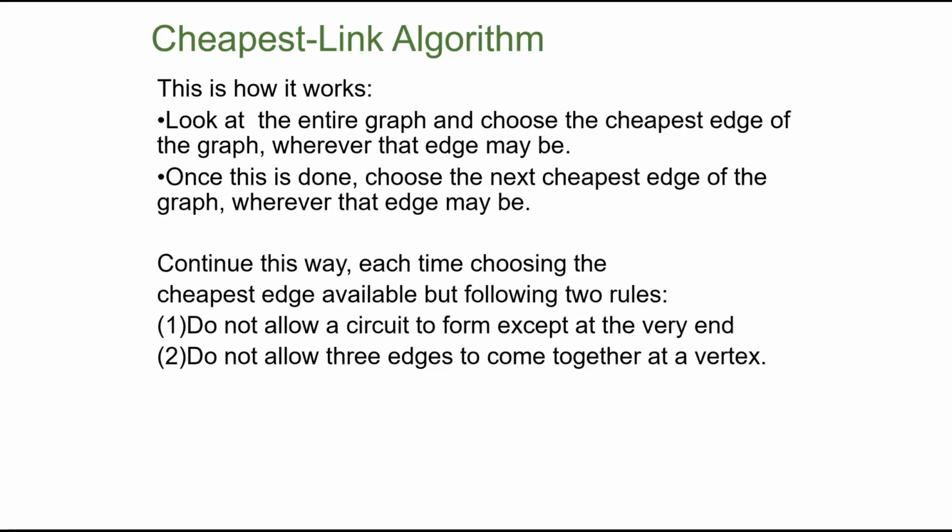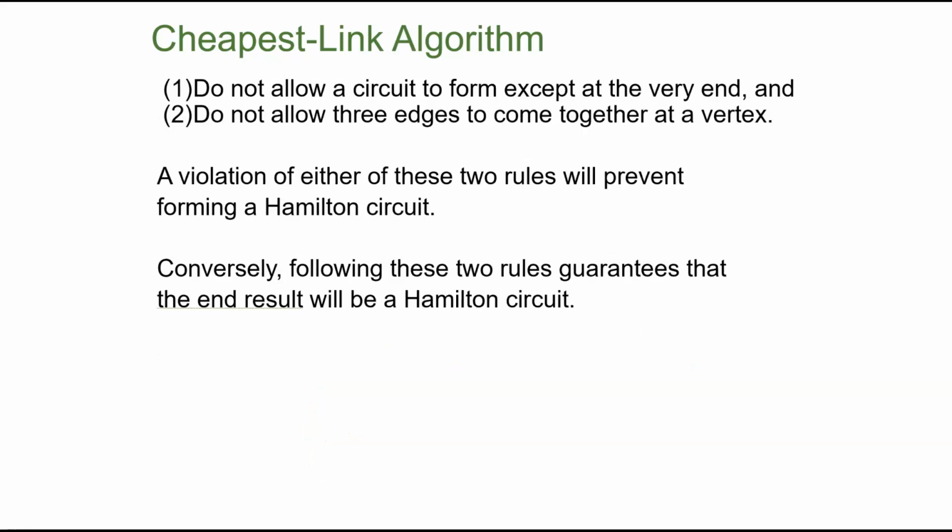We're going to look at the entire graph and choose the cheapest edge of the graph. So step 1, choose just the cheapest edge. And once that's done, choose the next cheapest edge, whatever that may be. Now there's 2 rules we want to be careful of. Don't allow it to form a circuit except at the very end, and don't allow 3 edges to come together at a vertex. So what that means is you can't have, this is your vertex 1, 2, 3. That will create a problem. So as long as you follow that rule, it will come together at the end.